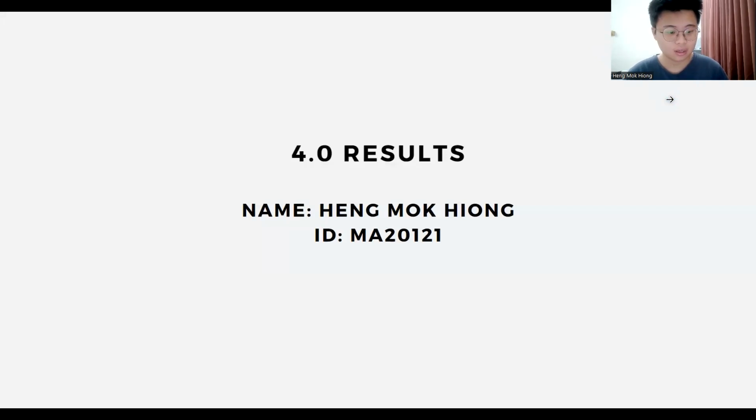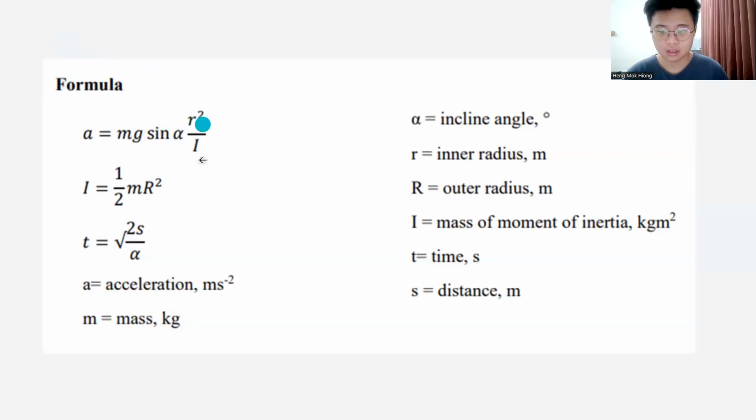I will present the result for the red line. So this is the formula I'm going to use for acceleration, inertia, and calculated time. And these are the parameters: inclined angle, inner radius, outer radius, and the distance.